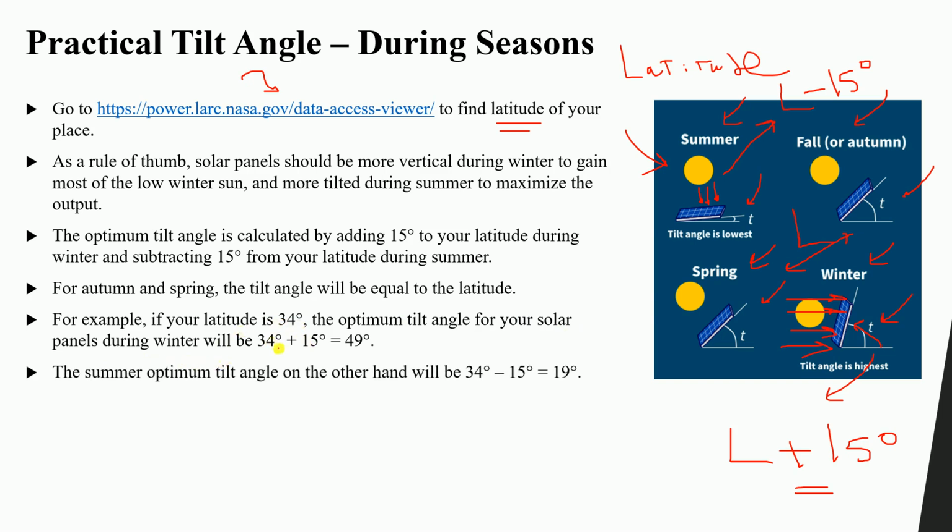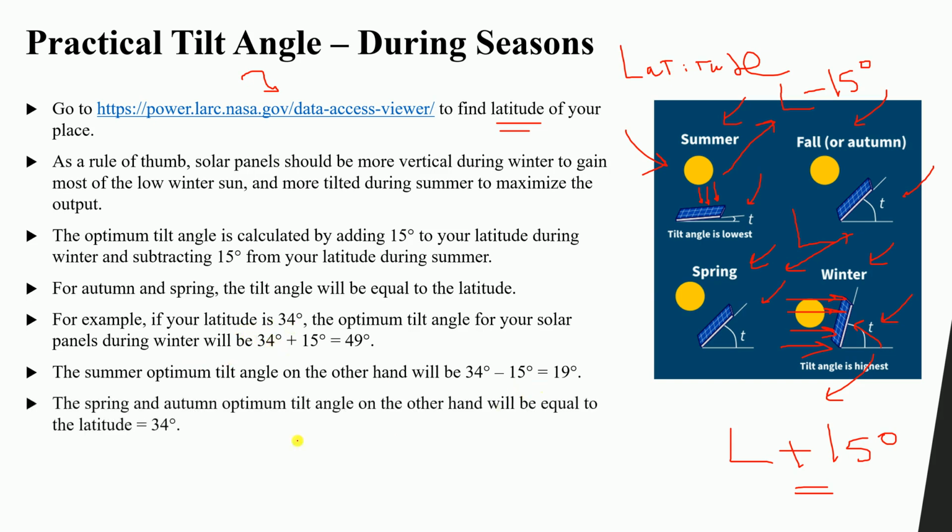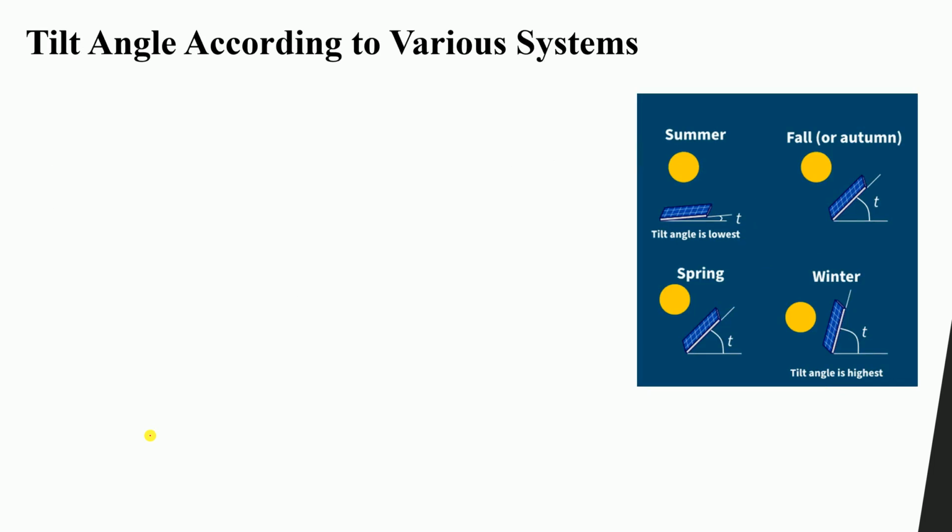For summer, it will be 34 minus 15 degrees. For spring and autumn, it will be equal to the latitude value, which is 34 degrees. Okay, so we talked about the optimum tilt angle. Without thinking, you now already know the best tilt angle for each season.